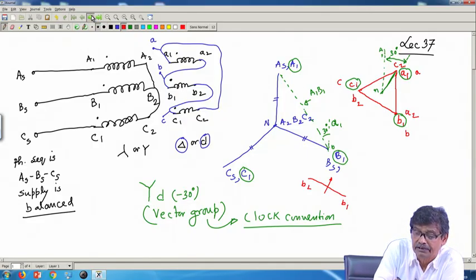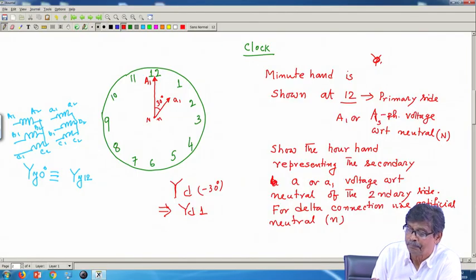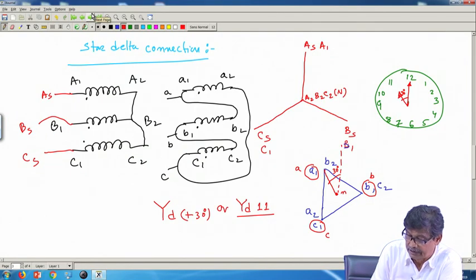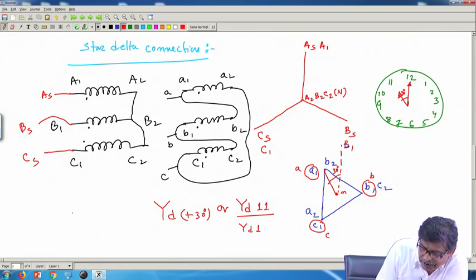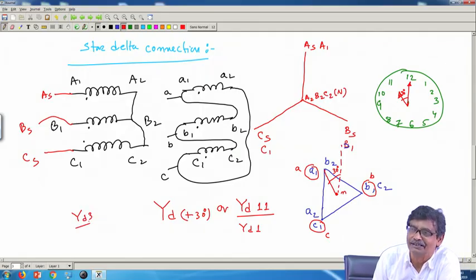Then I discussed the clock, and we found that there are two connections possible, YD11 or YD1. Mind you, if somebody says the connection is YD3, you cannot realize it, because such voltages are not available. You must understand this point. It so happens that 30-degree phase displacement is only possible with star delta connections. Therefore, anything else you cannot get, such as YD2.